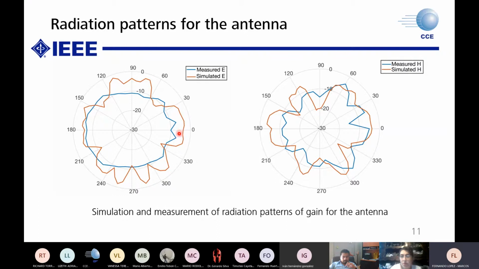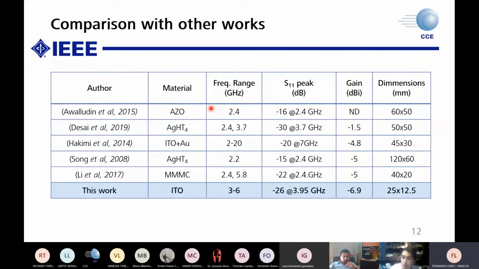These plots show a comparison between the simulation and the measurement of the radiation patterns. We got a peak gain value of 6.9 dBi. There is a table that compares the results of this work with other results found in the literature. The obtained reflection coefficient and the gain for the antenna are in the range of other transparent antennas.